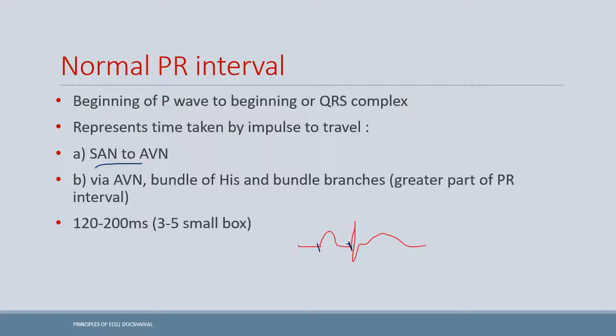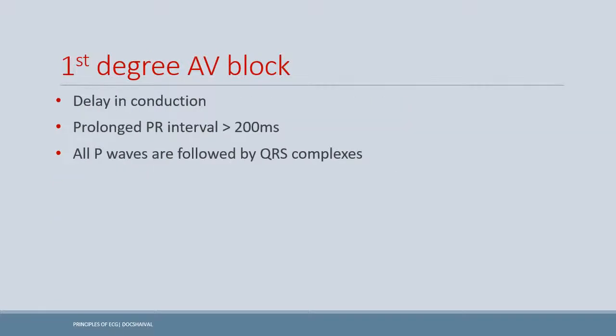And normally the PR interval is about 120 to 200 milliseconds. And that's what we are going to see ahead, that when this PR interval increases greater than 200 milliseconds, then we suspect the AV block. Now the first degree AV block.